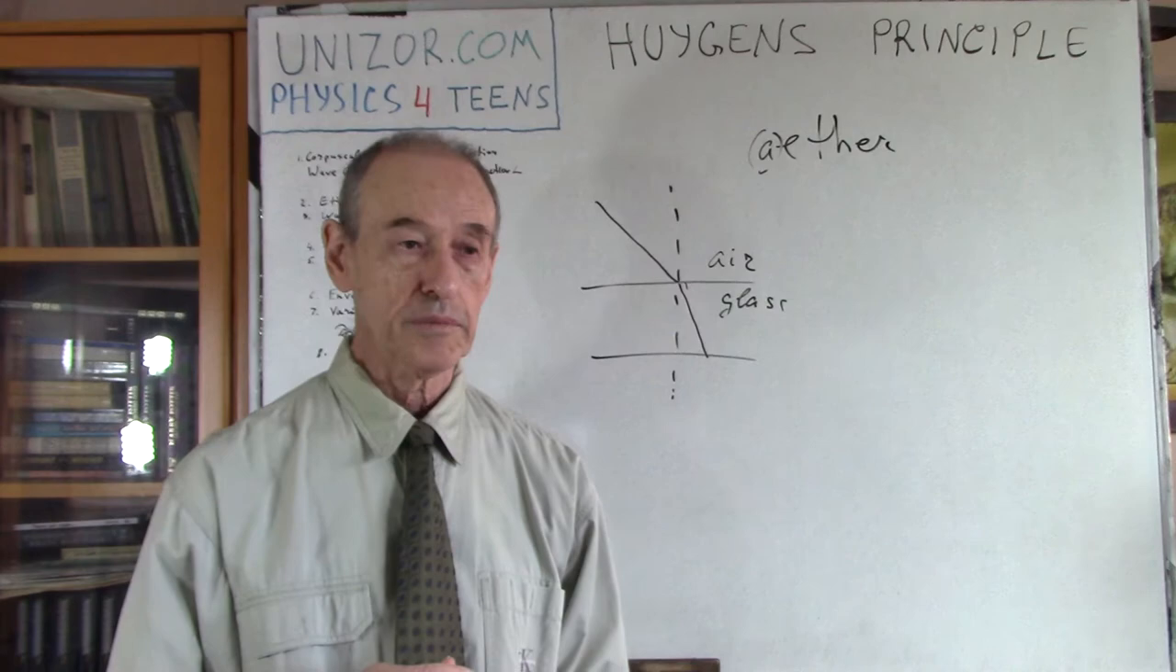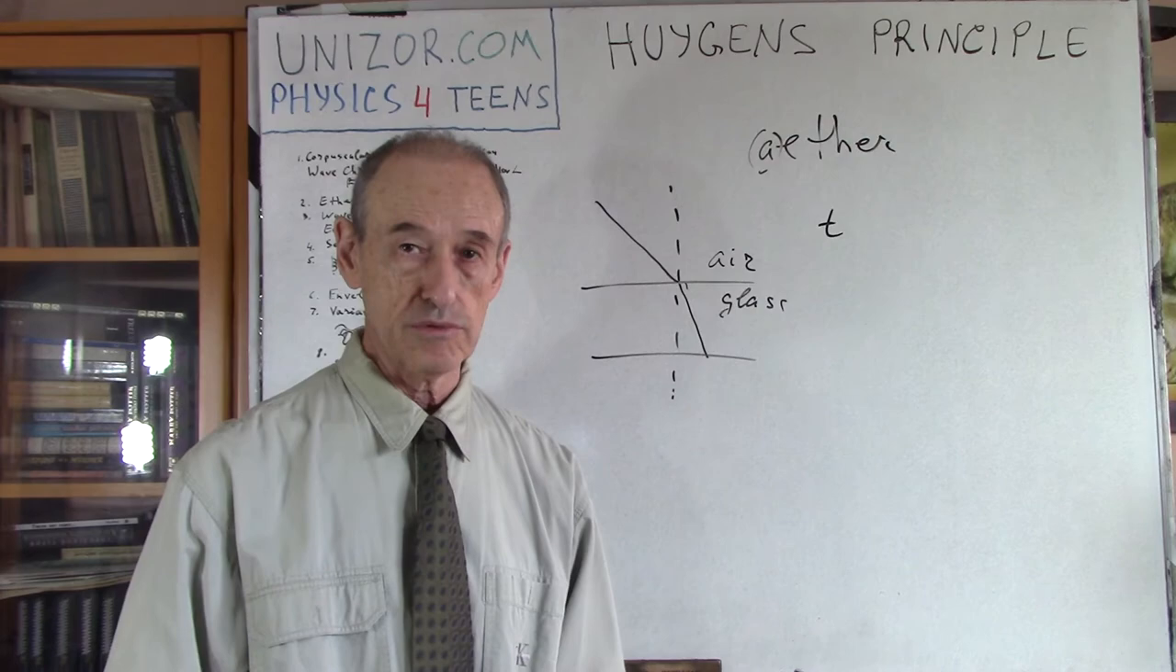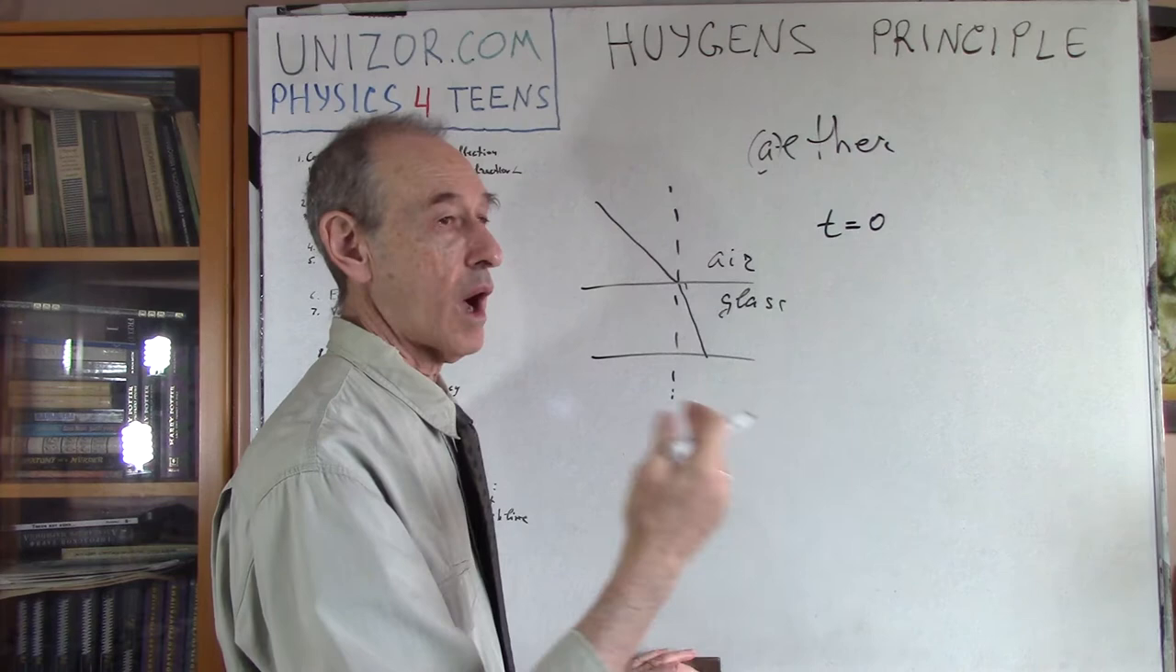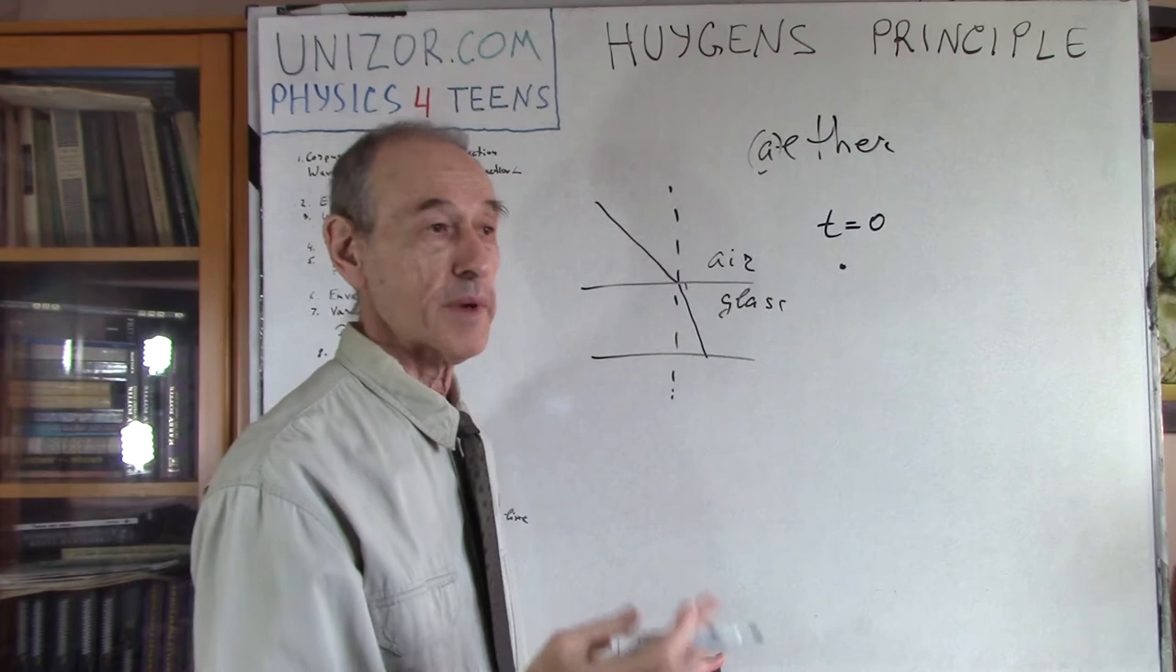Let's say at any time t, there is some kind of a wave front, wherever it is, doesn't really matter. Now, at time t equals zero, if the source of the oscillation is, let's say, a point, then the wave front is basically that particular point. At time t zero, it doesn't really propagate anywhere.